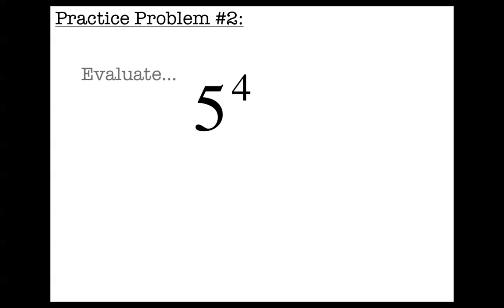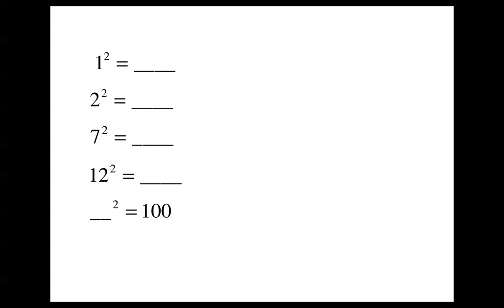And now that you know all about exponents, we can do this little exercise. 1 squared, what is that? Well, that's just 1 times 1, which is 1. 2 squared is 2 times 2, which is 4. What's 7 squared? 7 times 7. Oh, that's 49. And maybe you don't know what 12 times 12 is, but it's 144. These are easy when you square a number.